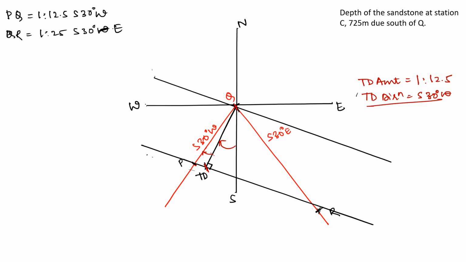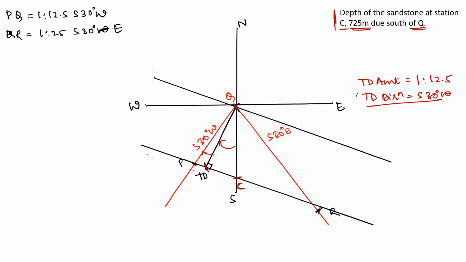Okay, so now let us think about the second part of the problem. That is the depth of sandstone at station C, which is 725 meters due south of Q. Due south of Q they said, so where the straight lines are intersecting, that point I am marking and naming as point C.